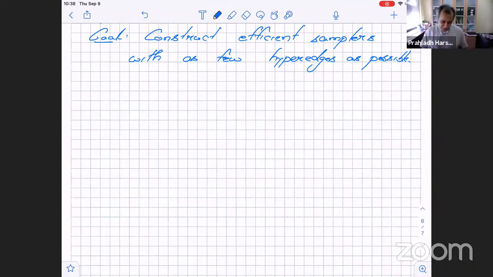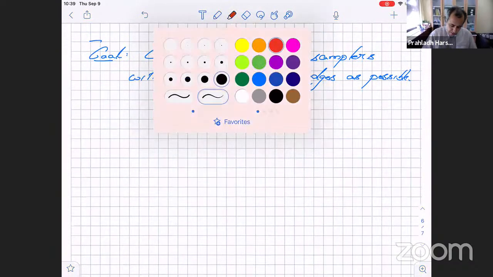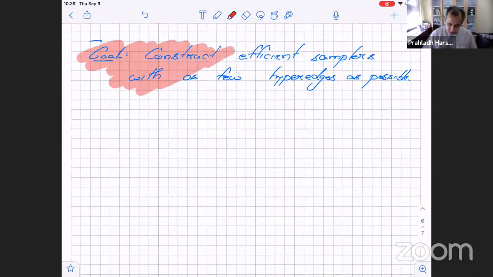Anyway, so how do we construct such a sampler? The question is now, how do we construct it? That's our goal. This is the goal which I want to do. And this goal will take us to a different object.